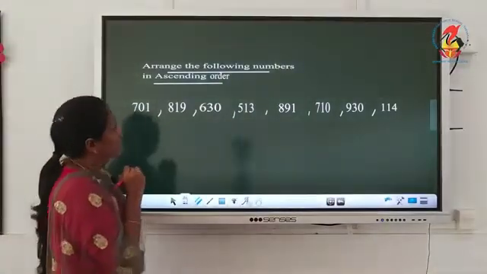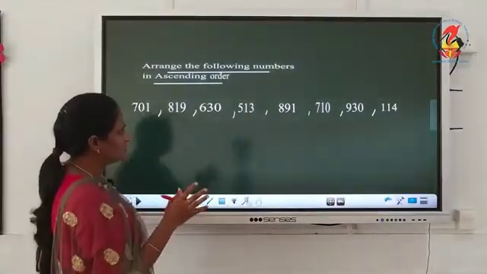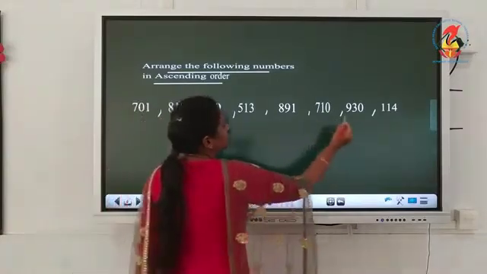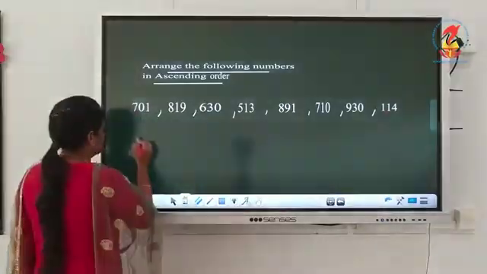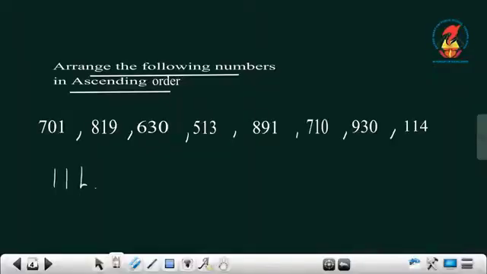So let's see which is the smaller number first. This is the smallest, 114. So you will write 114 as the smallest. Now we are going from smaller to bigger, so you will find out which is bigger than 114 over here.